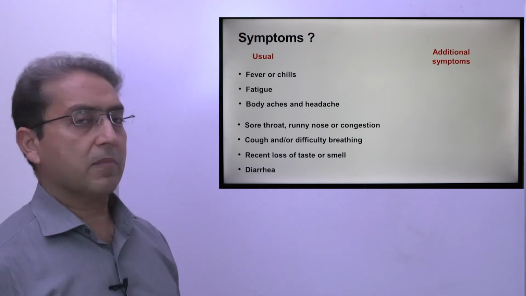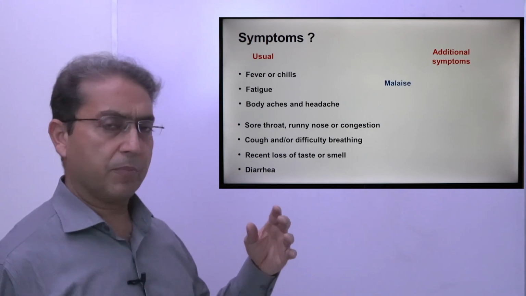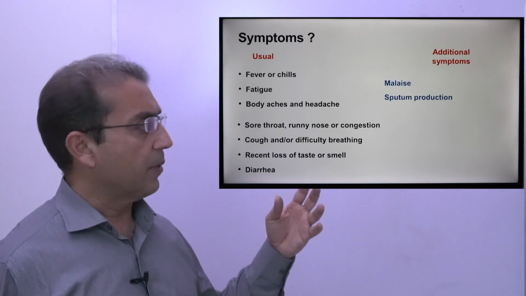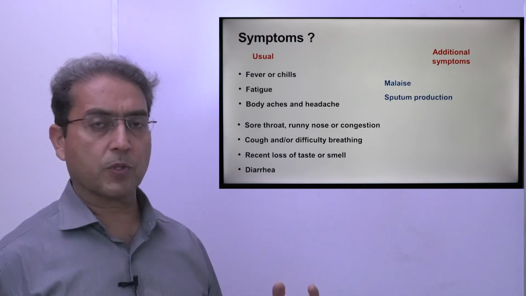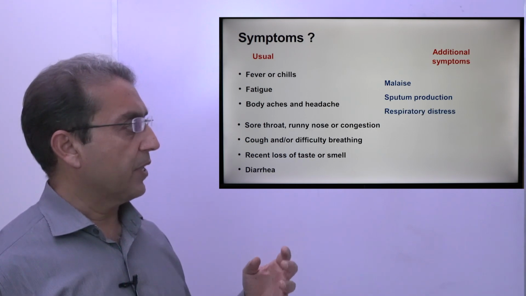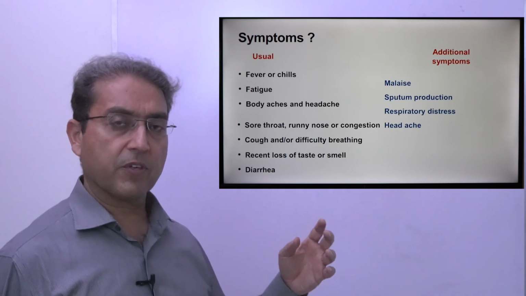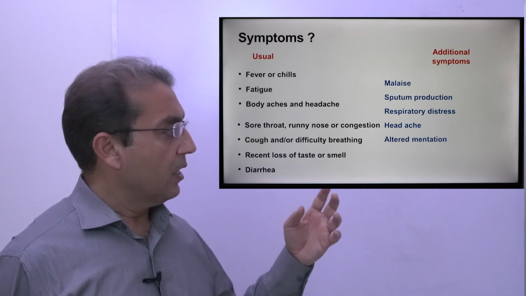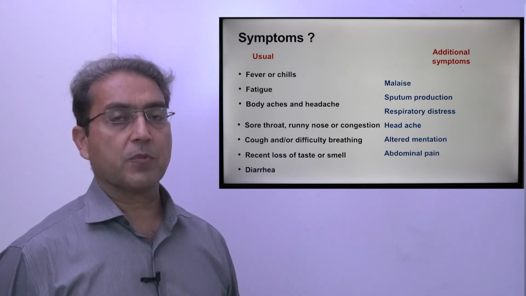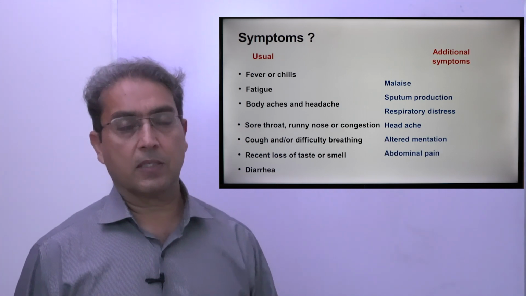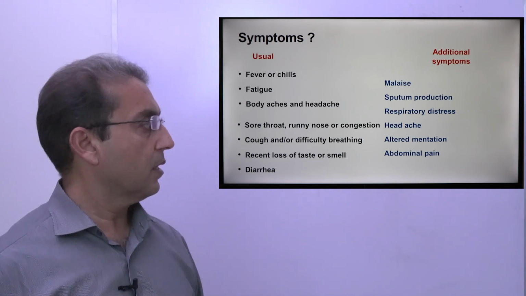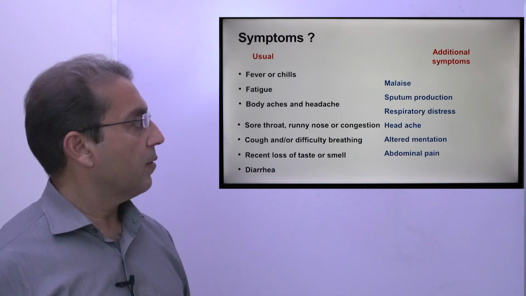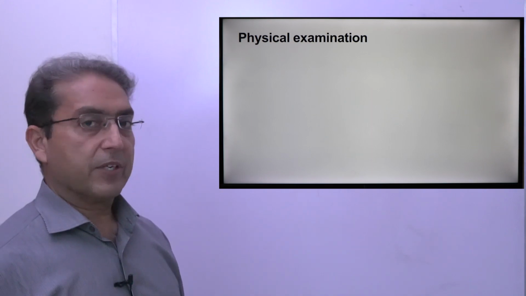Then the patient may have some additional symptoms. For example, the patient may have malaise. There may be sputum production, although sputum production is uncommon. The patient may have respiratory distress. They may present with headache. There may be altered mentation, and some of the patients may present with abdominal pain, they may have pancreatitis, but this is uncommon.